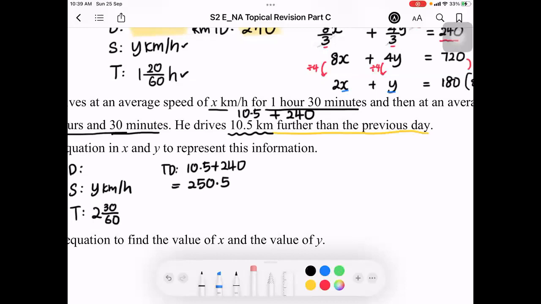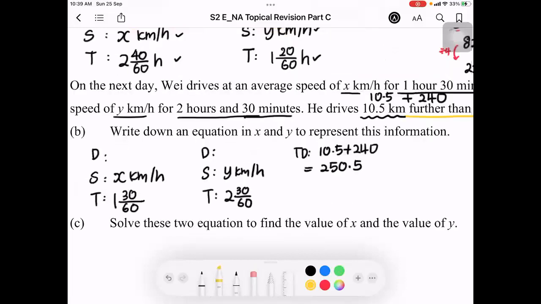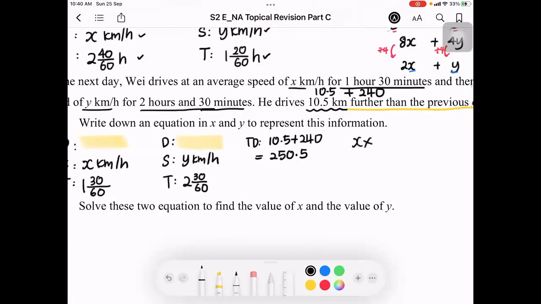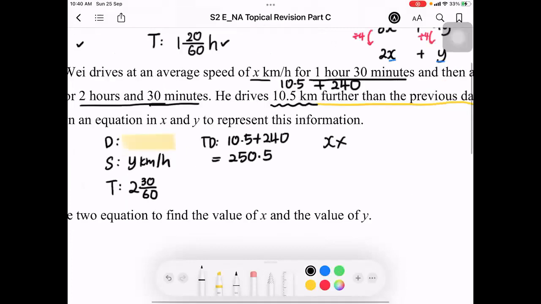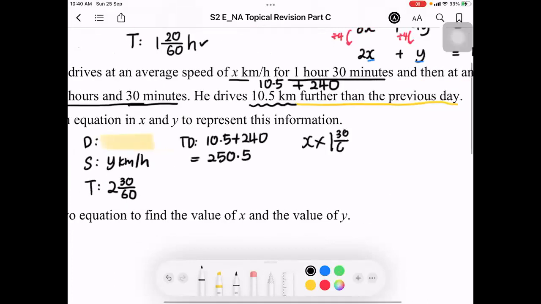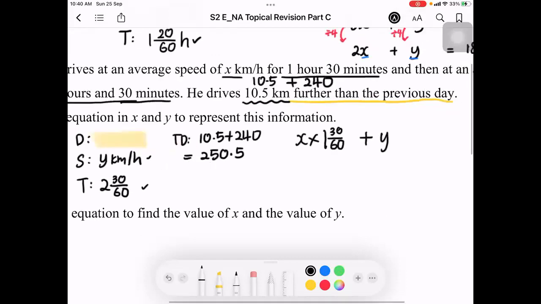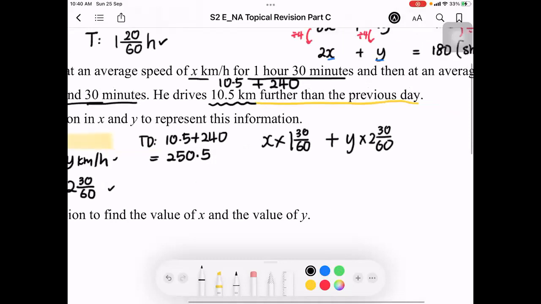So similarly, in this case, we also want distance plus distance equals total distance. Distance equals speed times time. So this will be x times 1 hour 30 minutes, plus the second distance, speed times time, y times 2 hours 30 minutes. They say the total equals 250.5. Okay, so they have this one.